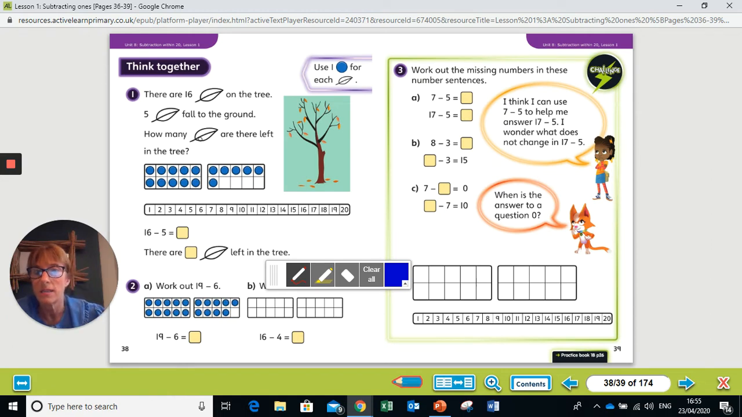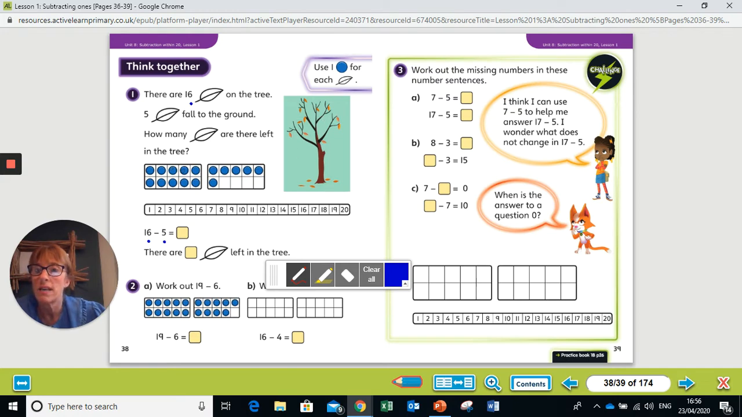And here's our takeaway sum. How many leaves did we have all together before the wind blew them on the ground? How many leaves were on the tree before the wind blew them off? That's right, 16. So here's our number sum, 16. And then how many leaves fell to the ground? How many? 5. So 16 leaves, take away the 5 leaves. We have to work out how many leaves are now left on that tree.